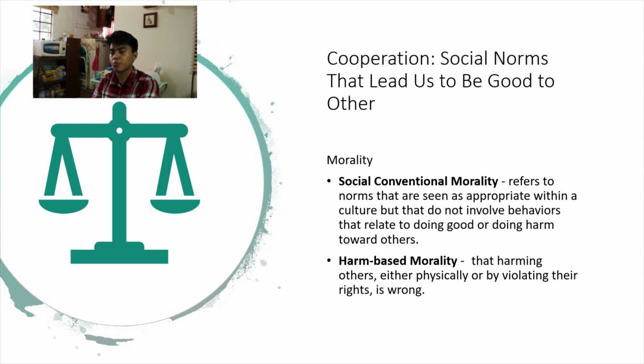There are two types of morality: social conventional morality and harm-based morality. Social conventional morality refers to the norms that are seen as appropriate within a culture but do not involve behaviors that relate to doing harm toward others. Next is harm-based morality. It's self-explanatory that harming others, either physically or by violating their rights, is wrong.